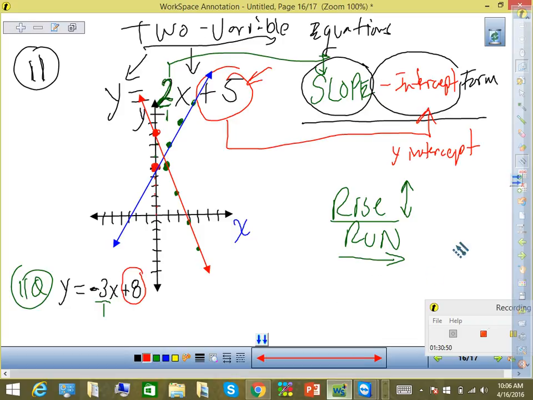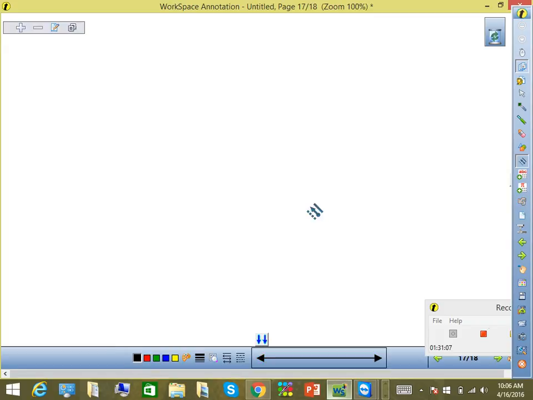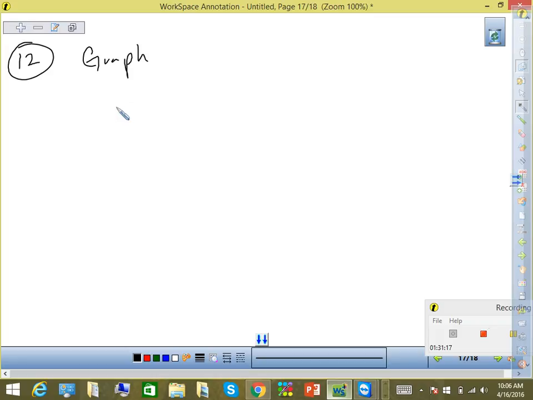Check this out. Let's look at number 12. Graph 4x plus 2y equals 10. All right? Look up to the screen. Is that one in slope-intercept form?